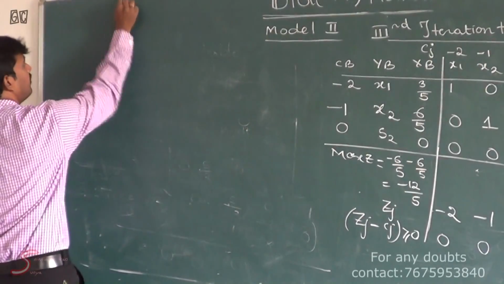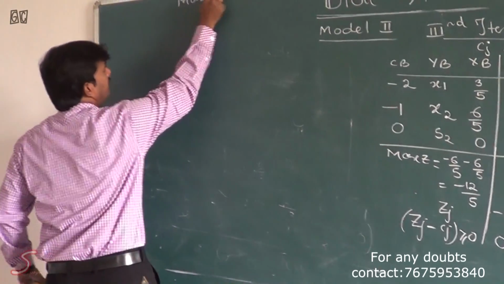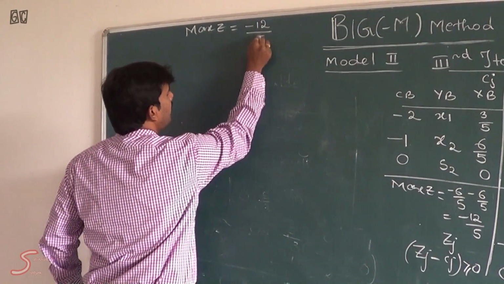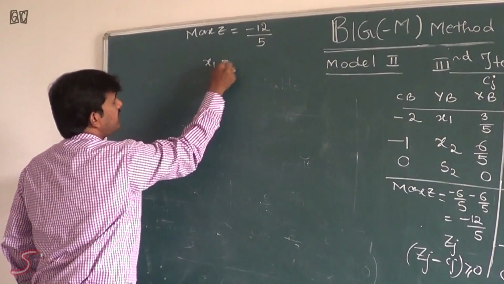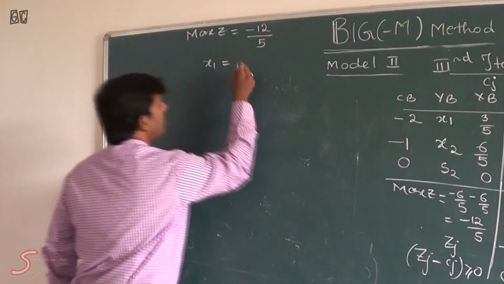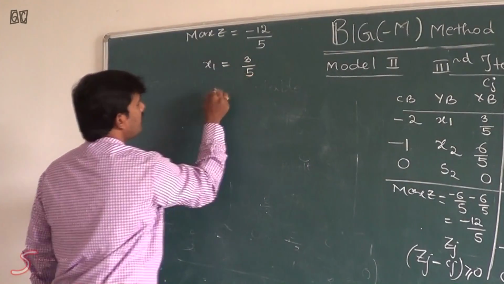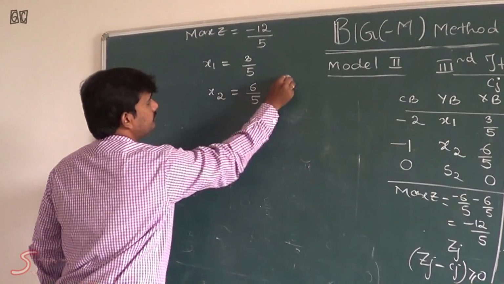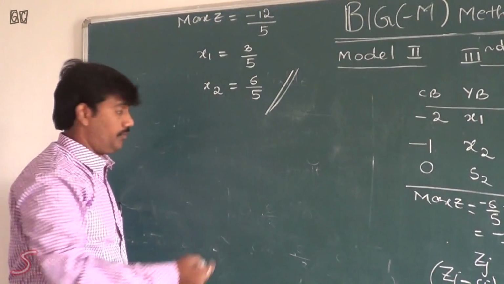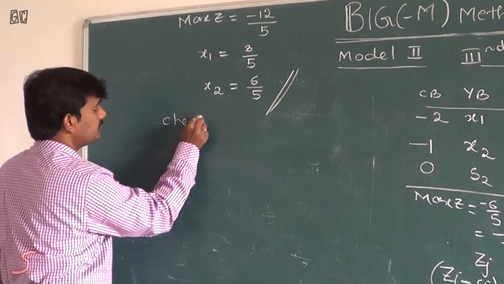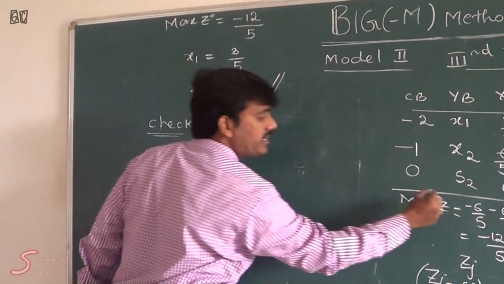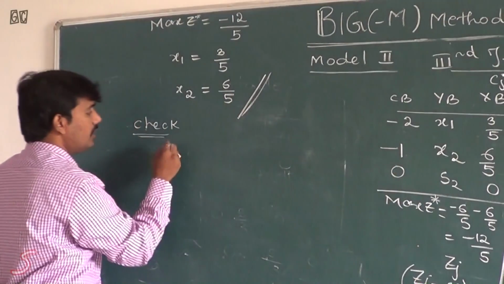The maximum of z equal to, finally we got minus 12 by 5. We got x1 equal to 3 by 5, x2 equal to 6 by 5. If you want to check it out, we can check. The checking is, so maximum, actually we made the given data in terms of maximum. So that is the checking.